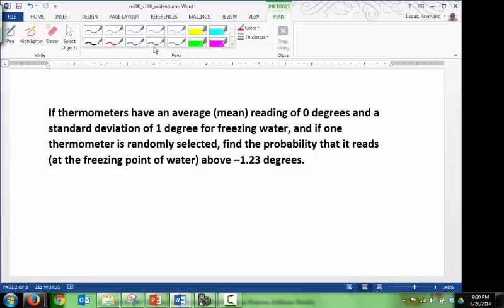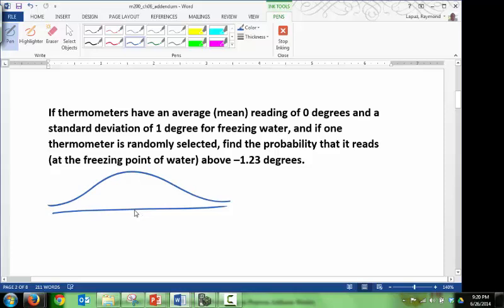So again, I would draw my graph. My mean is 0 right here. My standard deviation is 1. I don't need to mark that anywhere in my graph. I do want to figure out where my low and high values are. So they say above negative 1.23. Negative 1.23 should be over here. And then I want above that. So I'm going to mark it from here, and I'm going to shade in everything above that.